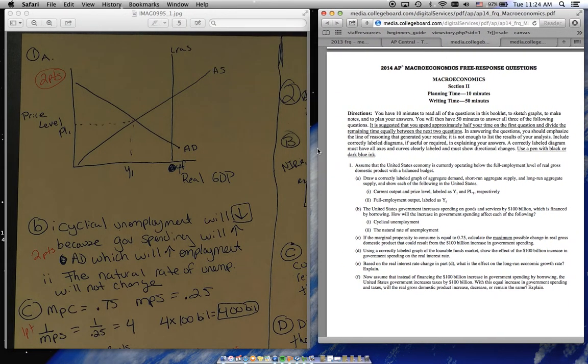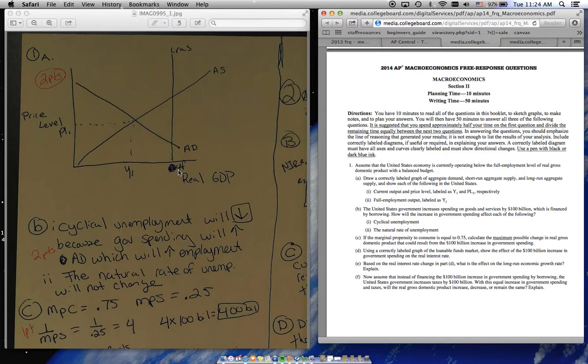All right, so if we look at part A, it's asked you to draw a correctly labeled graph of aggregate demand and short-run aggregate supply in which you have the economy operating under full employment. So we are in a recession. I have drawn the economy in a recession. I have also labeled things how they asked me to. So they want the current output and price level as Y1 and PL respectively, and then the full employment output as YF. So again, we use all kinds of different notations. Just make sure that you are using the correct notation that they want you to do here so that you make sure you get all your points.